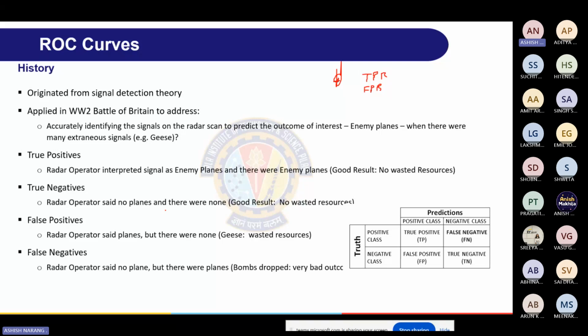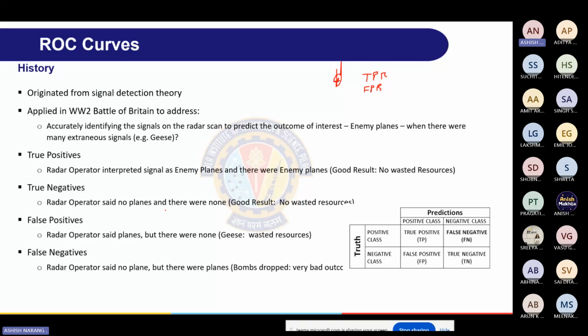When it comes to false negative, the radar operator said there is no plane, but actually there were planes. This is going to be a very bad outcome. This is dangerous, right? Because the enemy aircraft may come and drop bombs. They will attack you, because the radar signal says no plane, a false negative. So this is very, very dangerous, right? From there comes the concept of ROC curves. The same idea we are using in fraud detection, disease prediction, spam email detection and so on.